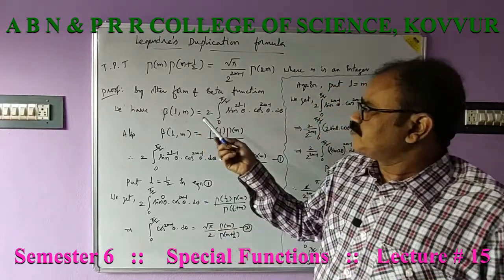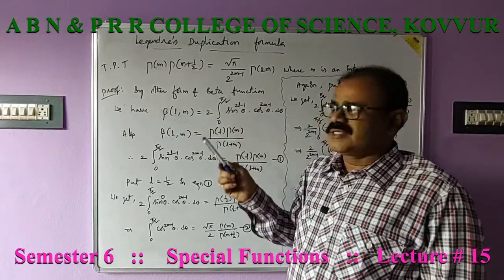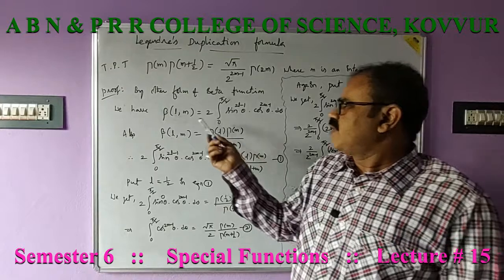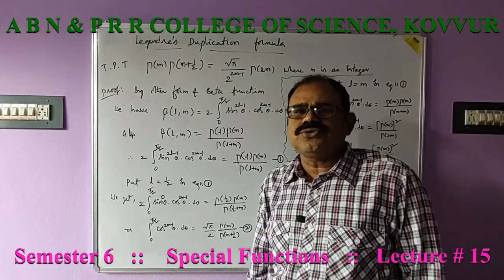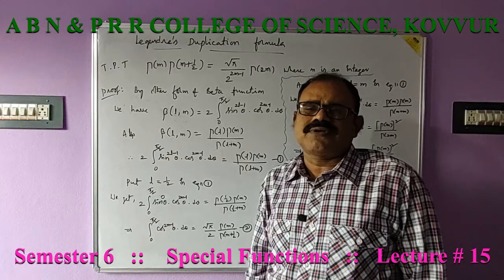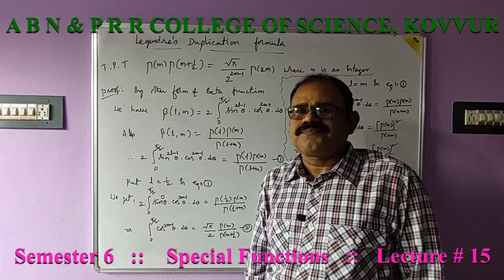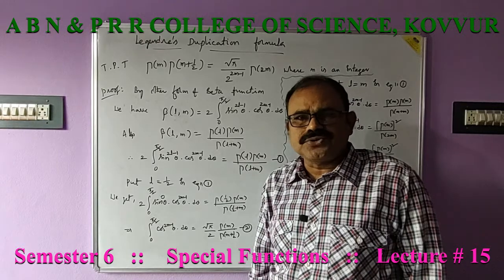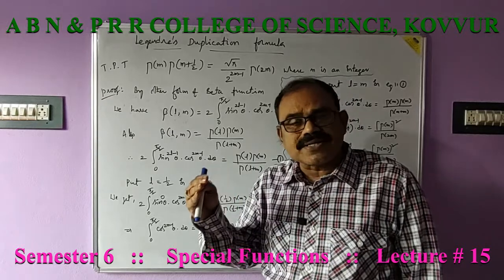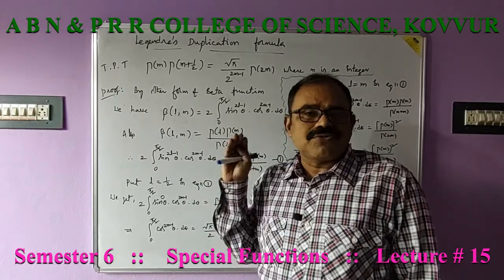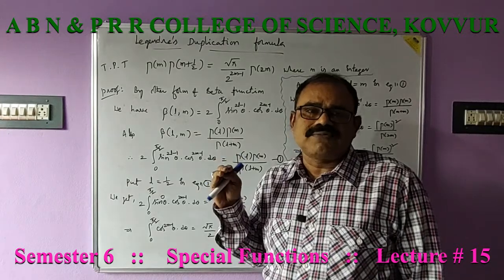Let us prove this by other form of beta function. What are the forms? The standard beta function is beta l m is equal to integral 0 to 1 x power l minus 1 into 1 minus x power m minus 1 dx. The other form is beta l m is equal to integral 0 to infinity x power l minus 1 by 1 plus x whole to the power of l plus m. That form we have used in the previous classes while solving the problems.